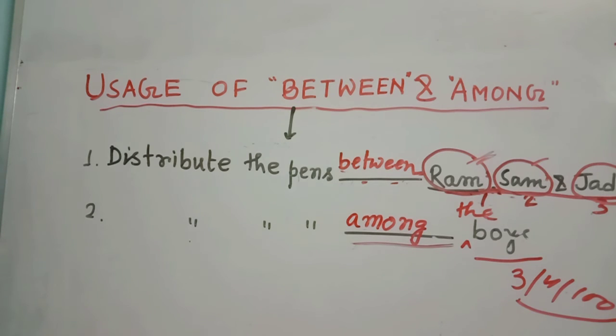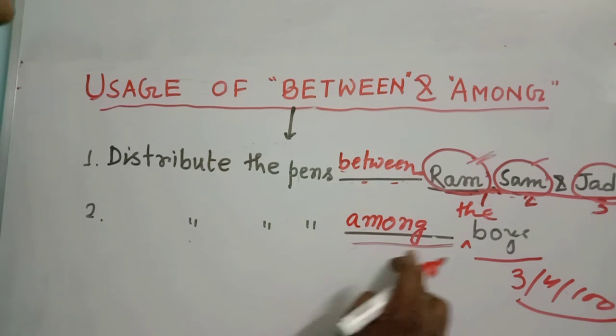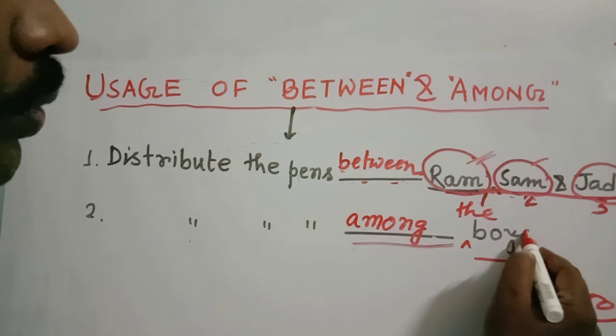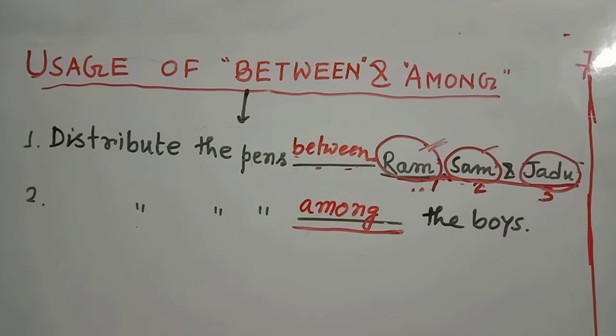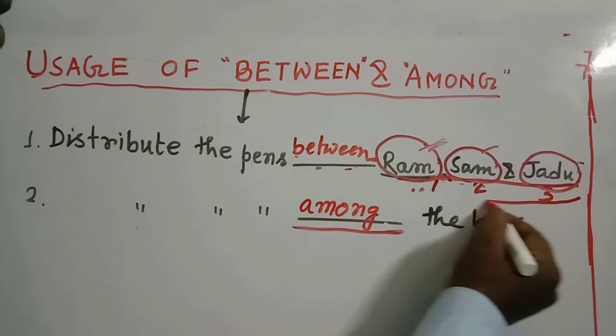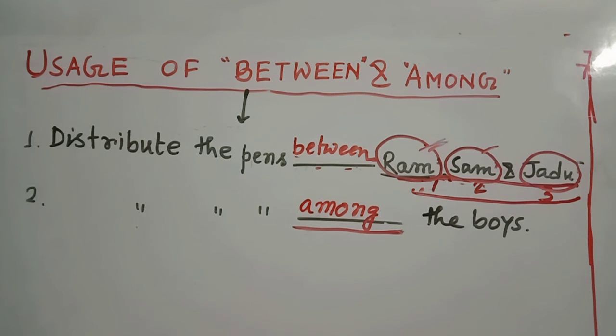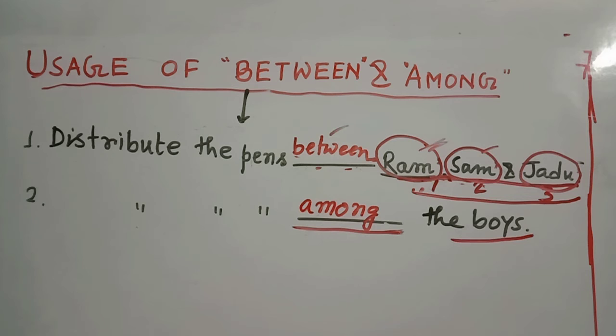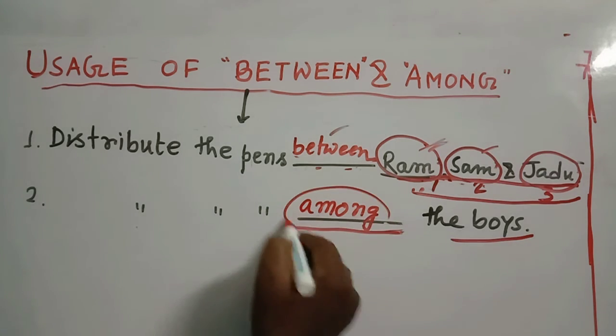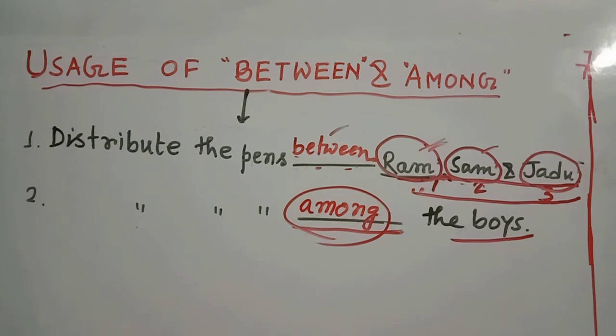And here in this sentence, distribute the pains among the boys. That means it's a group. So my dear friends, the important thing is that if these nouns are individuals, at that time we'll use between. And if the noun is a group, or maybe more than one group, at that time we have to use among. Now friends, let's look at the other example.